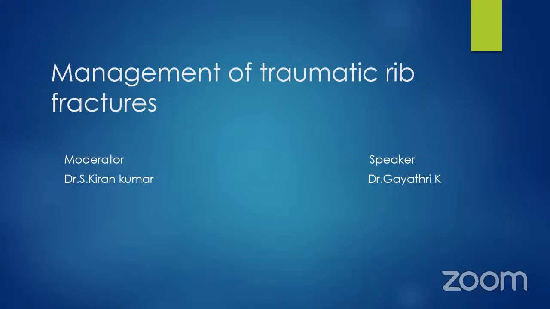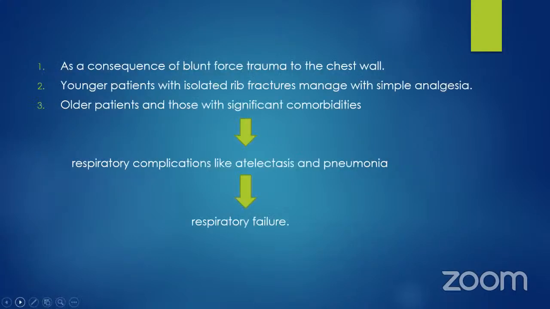So today we are going to discuss the management of traumatic rib fractures. Traumatic rib fractures occur as a consequence of blunt force trauma to the chest wall, either due to road traffic accidents or fall from heights. In younger patients with isolated rib fractures, it can be managed with simple analgesia.